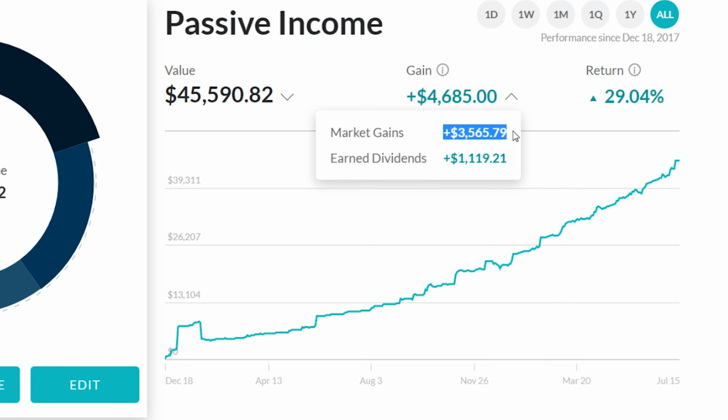If this was negative $3,000 and I was negative on my portfolio, it wouldn't really matter all that much because the earned dividends would still come in steady. This part of the portfolio is the part where the asset itself is returning value month over month, quarter over quarter. It's giving me returns regardless of what other people are willing to pay for it. And that way I'm not held hostage to investor sentiment.